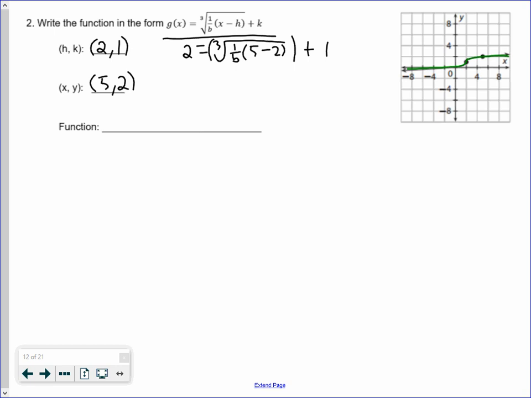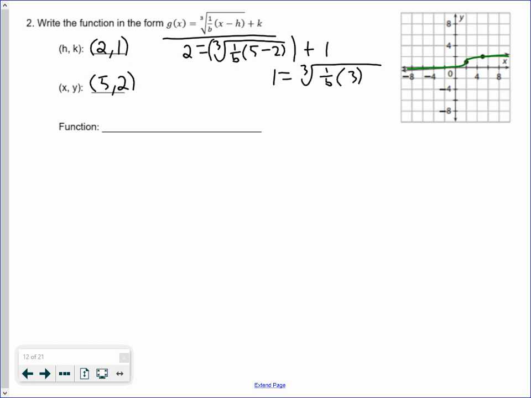So we're going to solve for our b now. We're going to add like terms first. We get 1 equals the cube root of 1 over b, and 5 minus 2 is 3. So 1 over b times 3. So what we need to do now is get the b out from underneath that cube root function. So what we can do is take the cube of both sides, right?